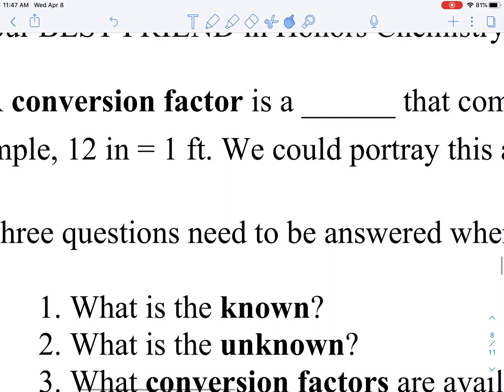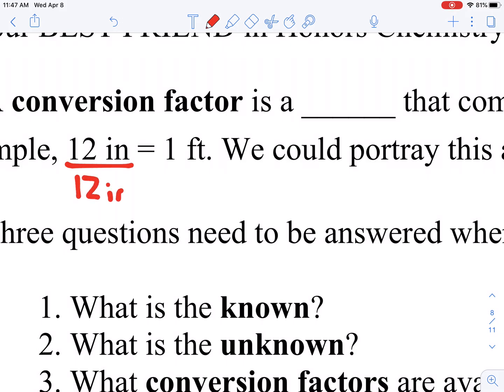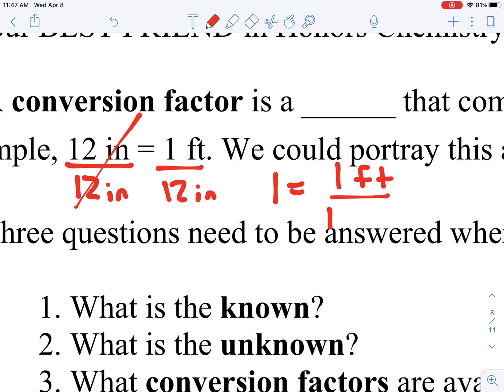And so let's do something. Let's solve this thing for the number 1. And we're going to do that two different ways. So what if I took that and I divided both sides by 12 inches? Right? If I divide both sides by 12 inches, then 12 inches over 12 inches is simply the number 1, and that is equal to 1 foot over 12 inches.